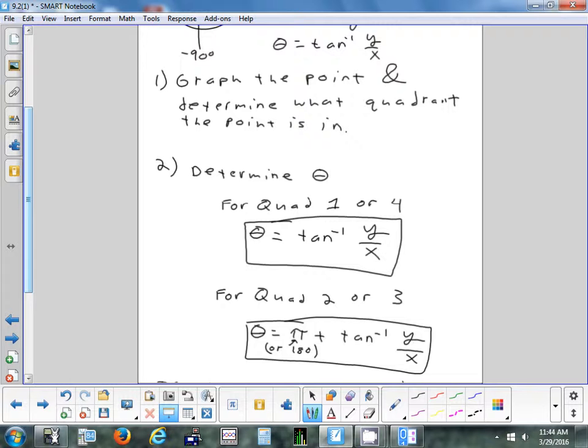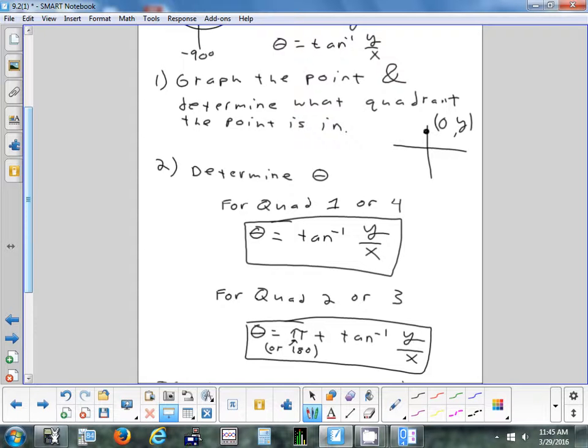Well, let's say we had a point right here. Okay, what would be the coordinates of that point? 0, y. We don't know the height, but we know the x value is 0. What would happen if you tried to plug in 0 for x into these formulas? It would be undefined. How come? You can't have 0 down there. Right, you can't divide by 0.